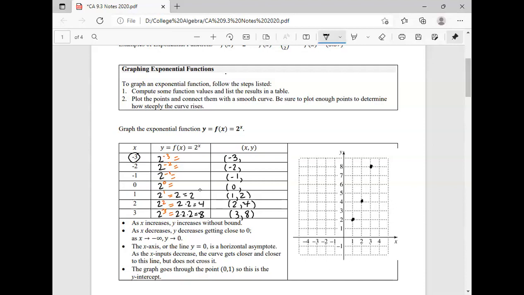Okay, so here's what I want you to think about. Here, the answers are 8, 4, and 2. What could you do mathematically that would get you from 8 to 4? What can we do to get from 8 to 4? We could take half of it. Absolutely, right? We could take half of it.